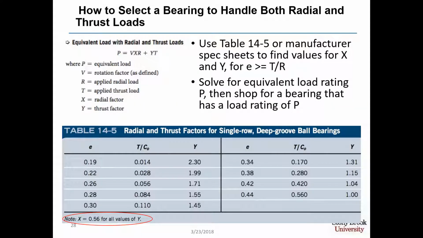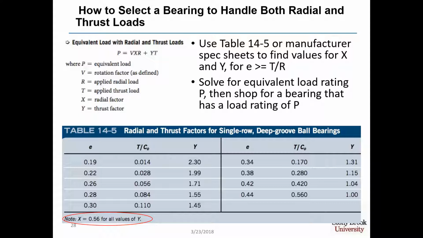Now we'll go over how to select a bearing to handle both radial and thrust loads. And to do that, we have to come up with an equivalent load to use in our calculations that handles both the radial and thrust loads. And that equation is P, the equivalent load, equals VXR plus YT, where V is the rotation factor that we had a few slides ago, R is the applied radial load, T is the applied thrust load, X equals a radial factor, and Y is a thrust factor.